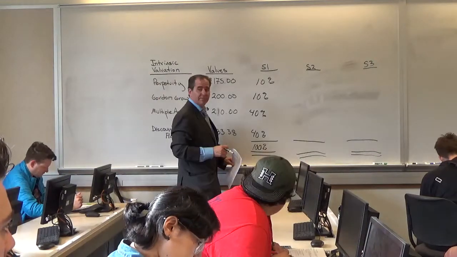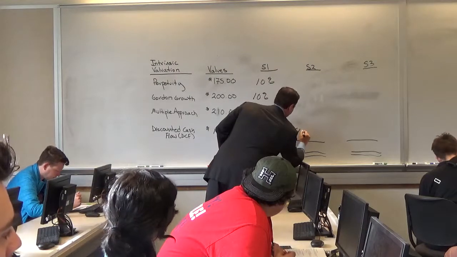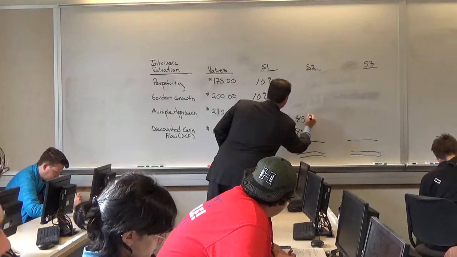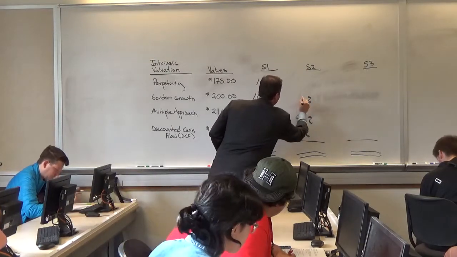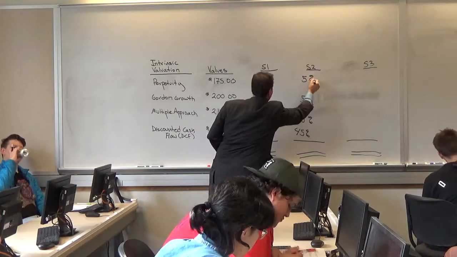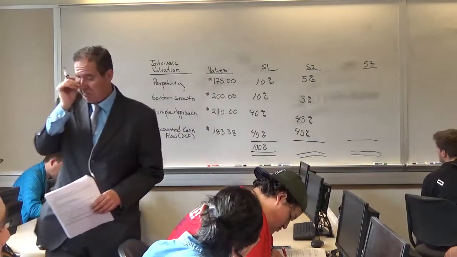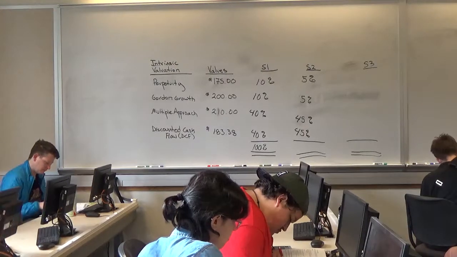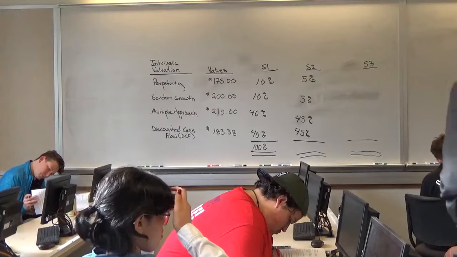45, 45. What is it? 45%, 45%, 5%, 5%. Okay. 5% and 5%. Got it, okay. Anybody else have an opinion on how you would weight it to come up with the most accurate intrinsic valuation, weighted average?